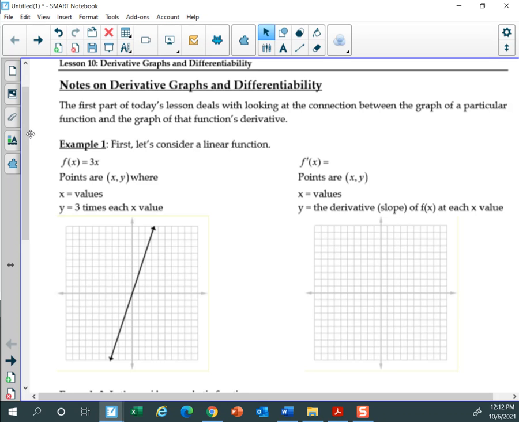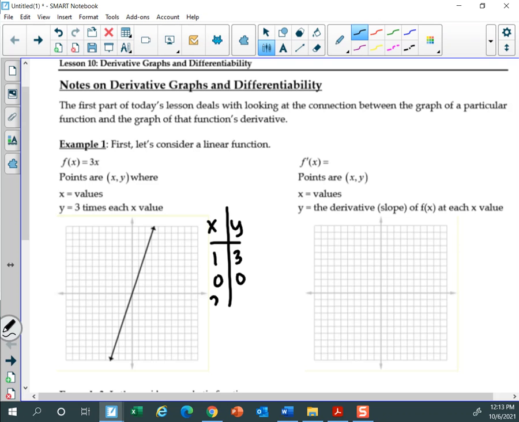Let's talk about some functions. So first of all, we have a linear function, f of x equals 3x. X's are individual values. The y values are 3 times each x value. And so if we were looking at a table of numbers that went with this graph, 0, 0, 1, 3, 2, 6, 3, 9, and so on, right? Plotted along this graph, and so that's the nature of this particular function.